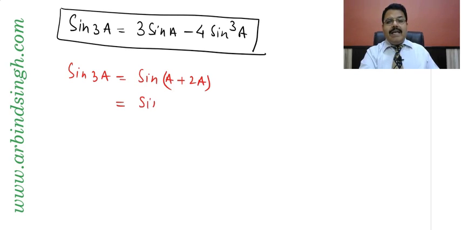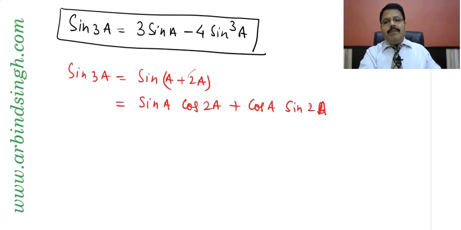So, we can write as per our assumption, sin A cos B, where B is 2A, plus cos A sin B, and B is what? Nothing else but 2A. So, sin A cos 2A plus cos A sin 2A.